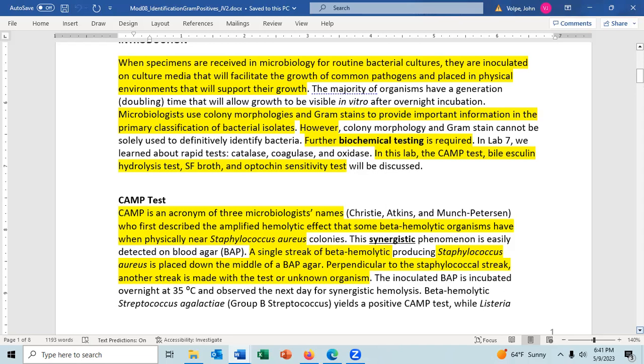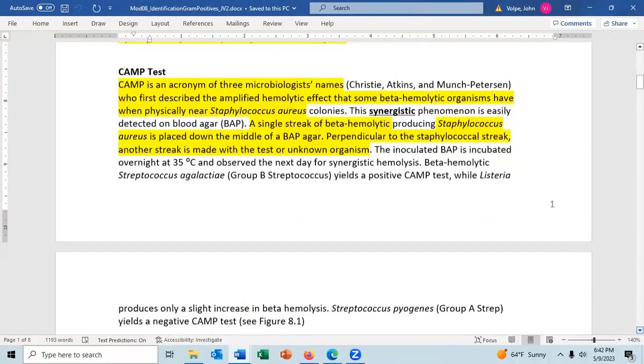Microbiologists can use the colony morphologies and the gram stain to provide important information about the primary classification of the bacteria. However, further biochemical testing is required in this lab to identify the species. In the lab, we're going to talk about the CAMP test, the BIOL260 hydrolysis test, the SF broth test, and the Optogen sensitivity test. Any questions about any of that?